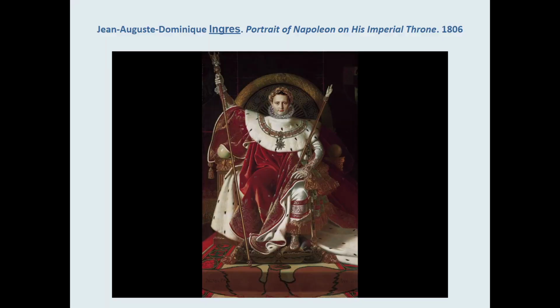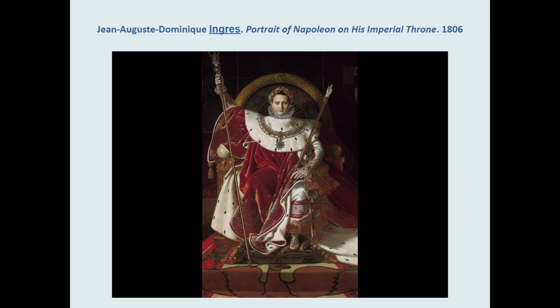Still. And here we got Jean-Auguste-Dominique Ingres. Some users call him Anglais. You can call him whatever. I'm not really good with French names, so yeah. But this is a portrait of Napoleon on his imperial throne. So here's Napoleon looking so important.